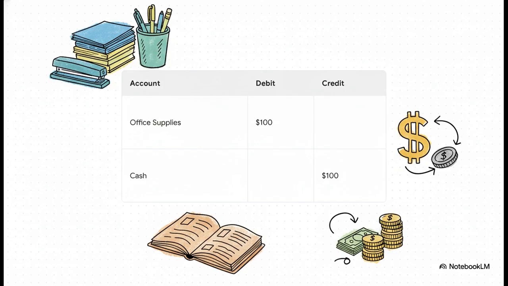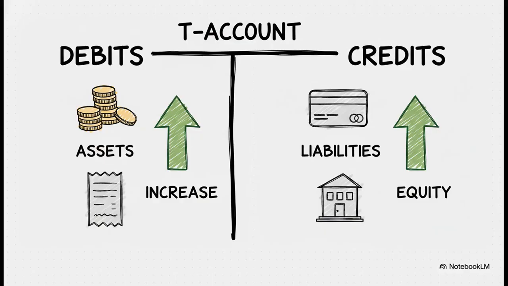This is the whole idea behind double entry bookkeeping. Every transaction has 2 equal and opposite effects. So to keep this straight in your head, here's the rule of thumb. You use debits to show an increase in an asset or an expense. On the flip side, you use credits to show an increase in a liability or an equity. Understanding that distinction is absolutely essential for making correct journal entries.